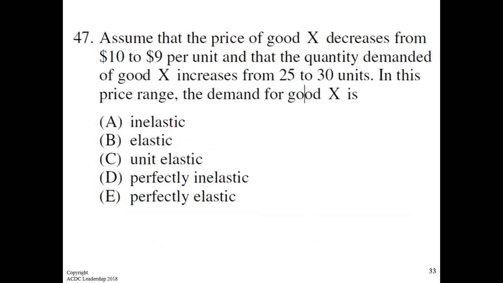All right, do we do this question? Did we do this question in class? Does anyone remember? All right, I'll give you a minute then. Assume the price of a good X decreases from 10 to 9 per unit, and the quantity demanded of good X increases from 25 to 30. In this price range, the demand for good X is.